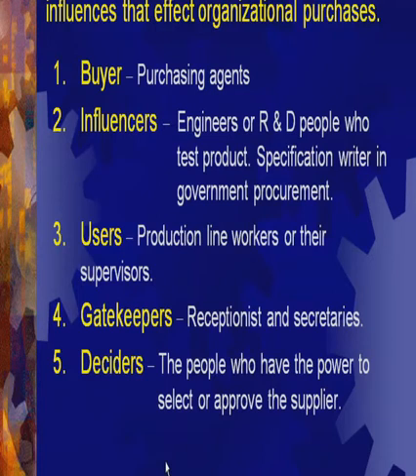This is the professionally trained buyer, and people that influence that buyer might be engineers or research and development people who will test the product. If it's government procurement, specification writers, the people that actually write the specs that will either include or exclude suppliers. The users, this would be the production line workers or their supervisors, especially in a Deming company.